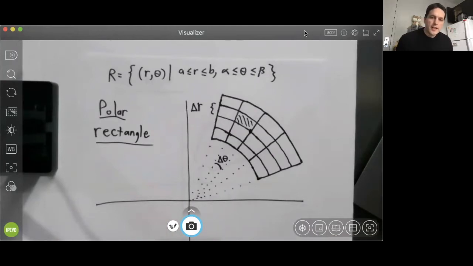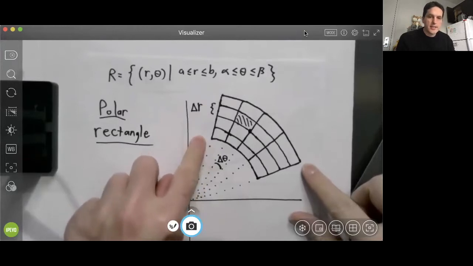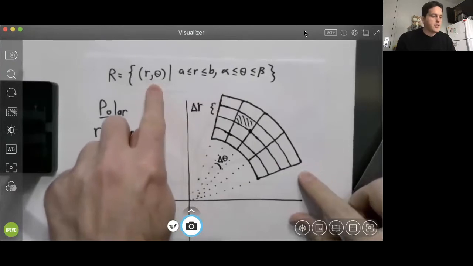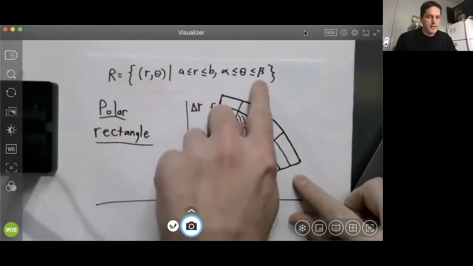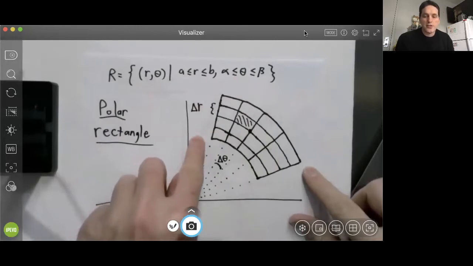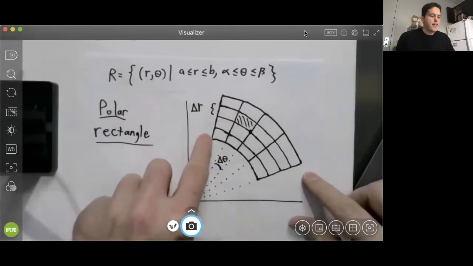Last time we learned how to integrate a function f of two variables over a polar rectangle, which is a region that looks like this. This region R consists of all points (r, theta) using polar coordinates such that r is between a and b and theta is between alpha and beta. This special type of region is called a polar rectangle. And we have learned a special formula for integrating a function f over a region R, which has this form.